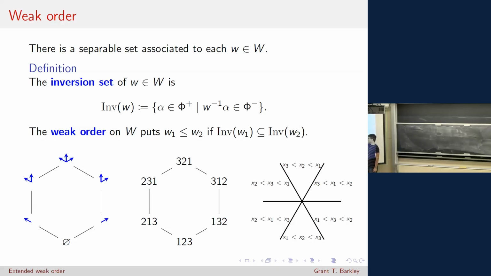Okay, and then the weak order is just putting w1 less than or equal to w2 if the inversions of w1 are contained in the inversions of w2. So what is this ordering? It's basically the containment order on these inversion sets. So over here, if I turn, say, my permutation 213 into an inversion set, it turns into that guy. And so I can see that it's less than 231 because this inversion is one of the two up here.